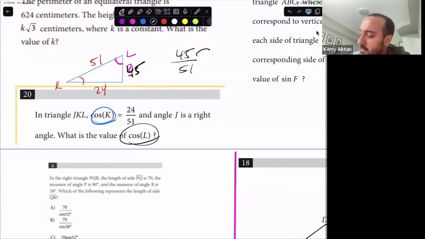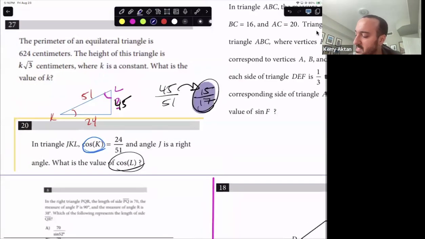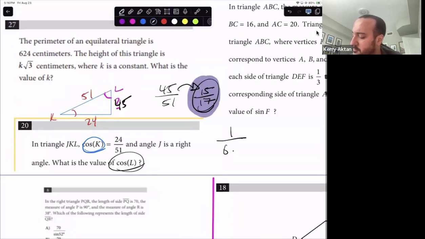Why? Because that's not simplified. When you simplify that, it's 15/17, and that's the only answer that the SAT will accept here. So that's a lesson to us for tomorrow: only submit simplified fractions. Earlier a student submitted something like 1/6.5. Would the SAT take that?